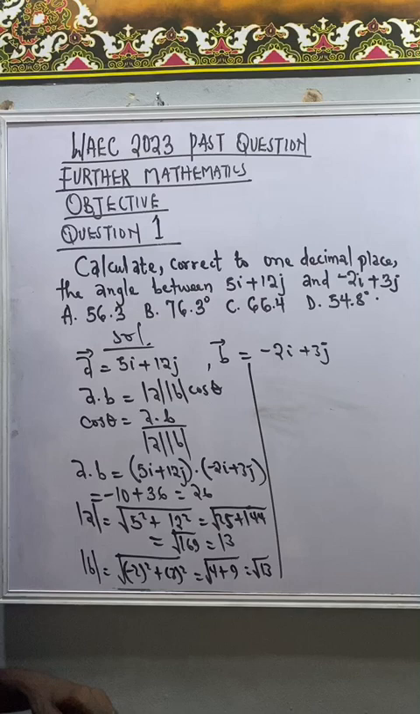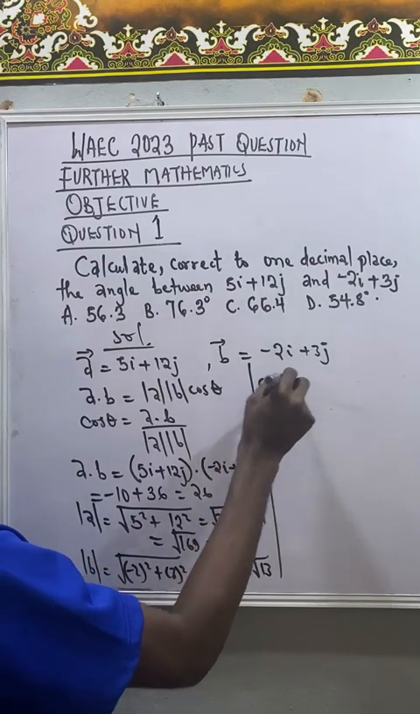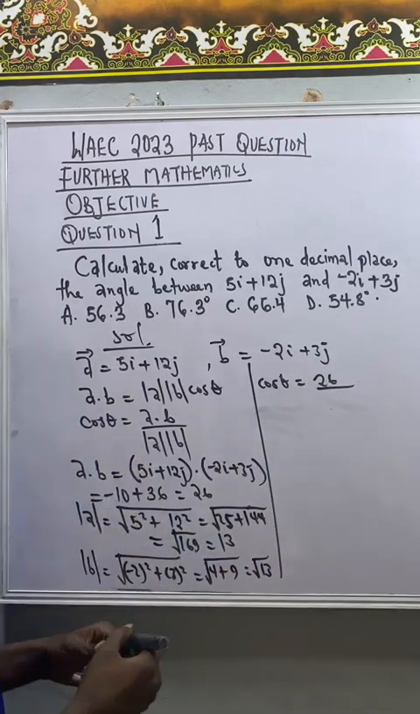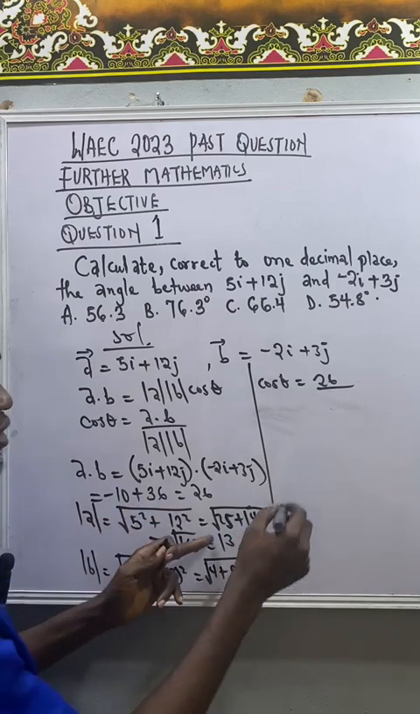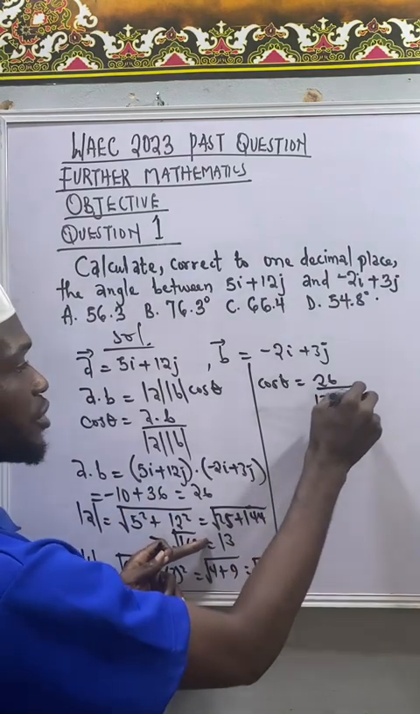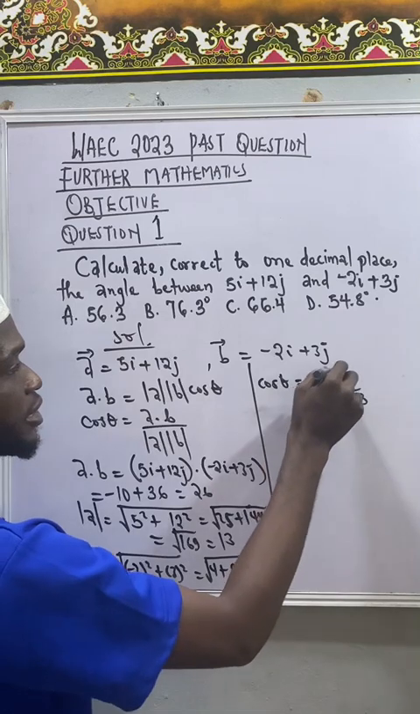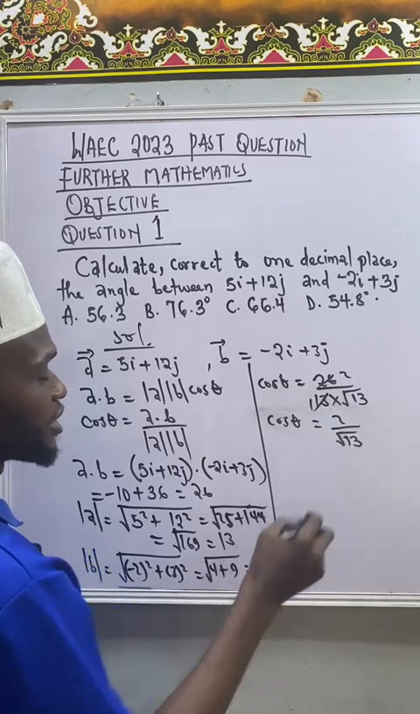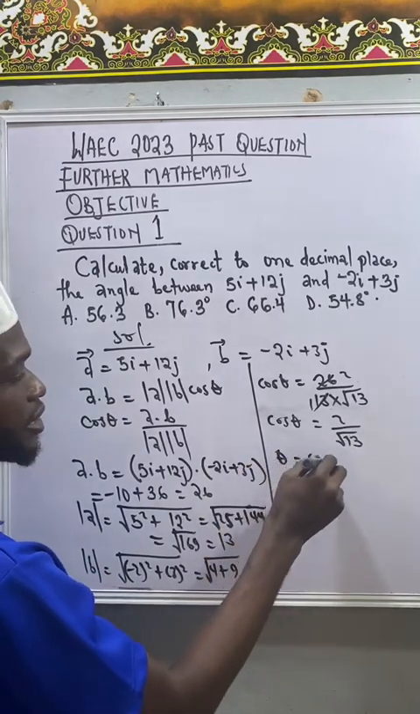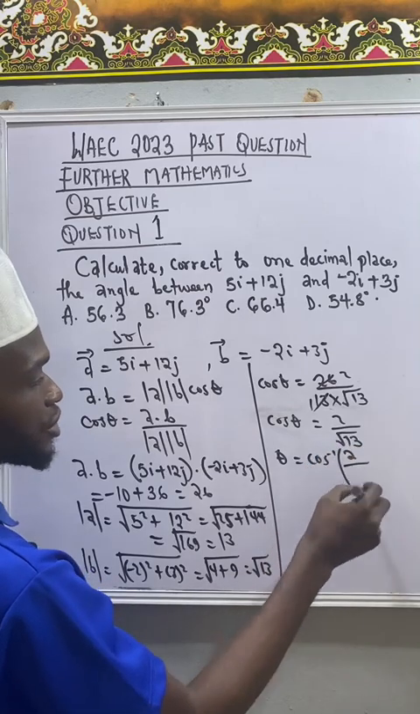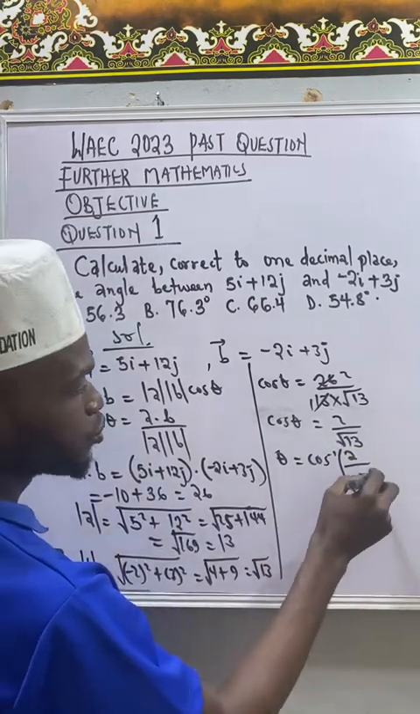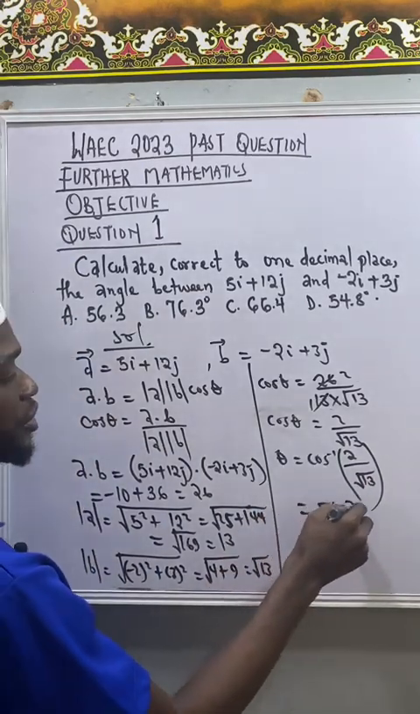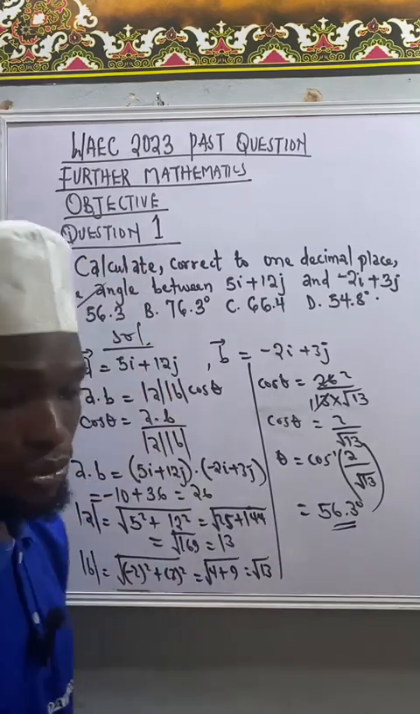So, back to the original formula, that means cos theta equals A dot B, which gives me 26, divided by modulus of A times modulus of B. That is 13 times square root of 13. We can reduce this. 13 here 1, 13 here 2. That means cos theta equals 2 all over square root of 13. Now, to get theta, I will take the arc cos of both sides, which is cos inverse of 2 over root 13, which will give me 56.3 to one decimal place. Thank you. Option A.